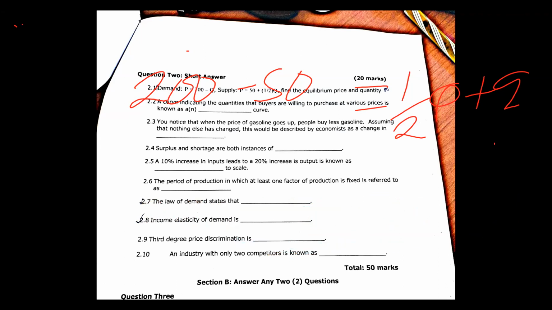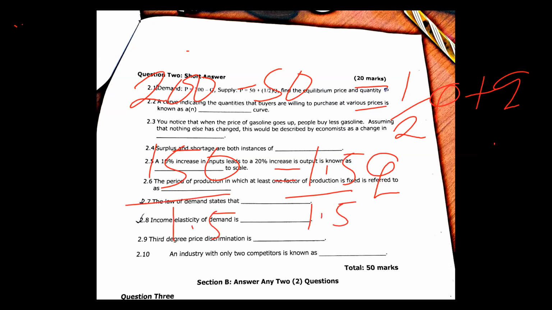200 minus 50 is 150. That should be equal to half plus 1, because this is 1Q. So half plus 1Q. Half is 0.5, so 0.5 plus 1 is 1.5. So we have 150 equal to 1.5Q. We divide both sides by 1.5.